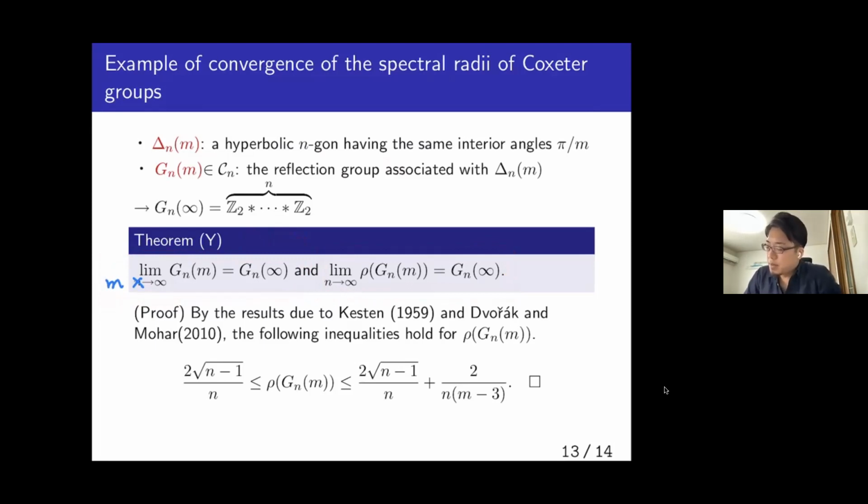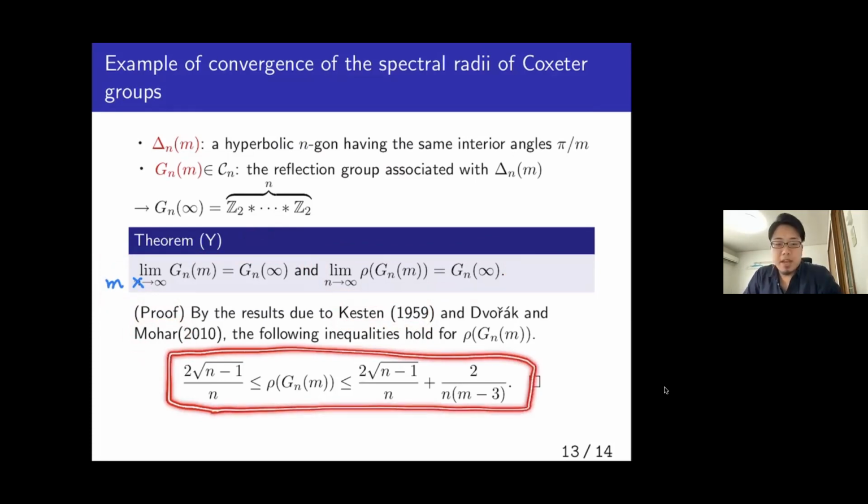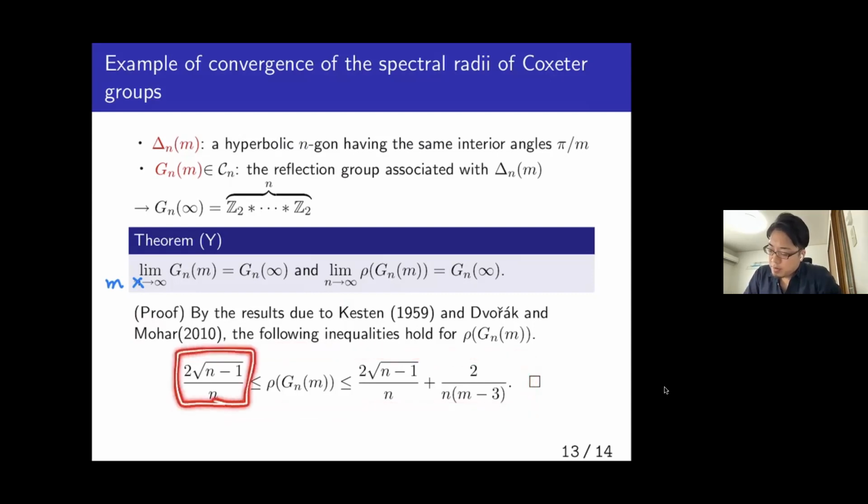So the proof is heavily dependent on the result due to Harry-Keston and Dvorak and Moha, because they showed that the spectral radius of G and M satisfies the following inequalities. And this value is exactly the same as the spectral radius of the nth copy of Z2. So if we let M tend to infinity, we can easily see the desired convergence.